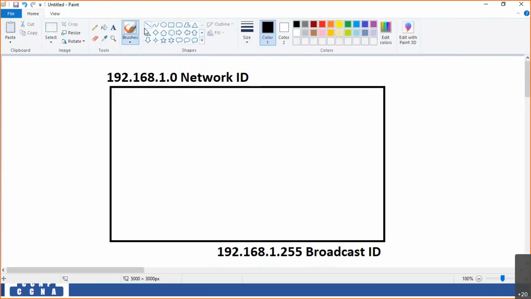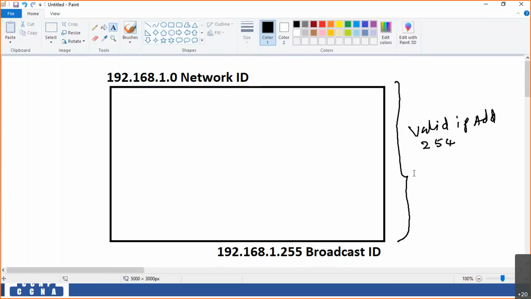Now, the IP addresses in between the network ID and the broadcast ID, what do we call them? Valid IP addresses. How many valid IP addresses are there? 254 valid IP addresses are available. Then what will be the subnet mask of all 254 IP addresses?